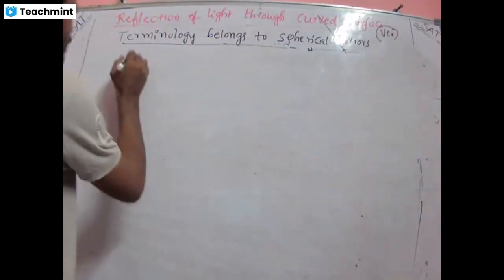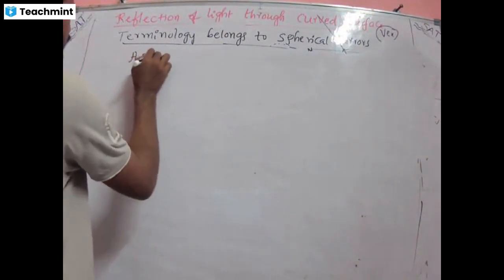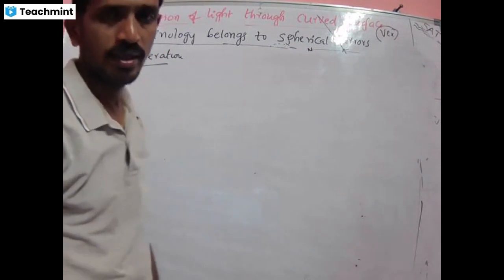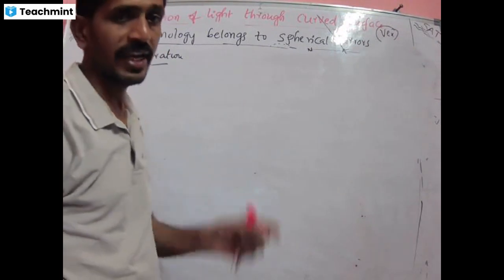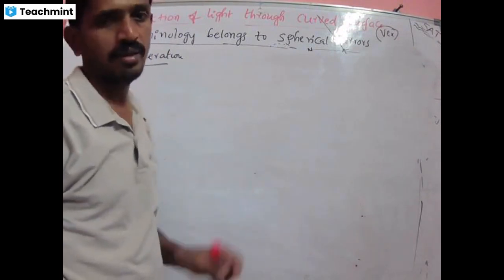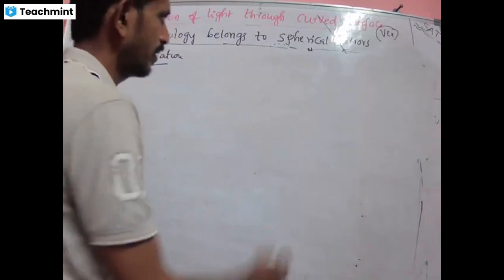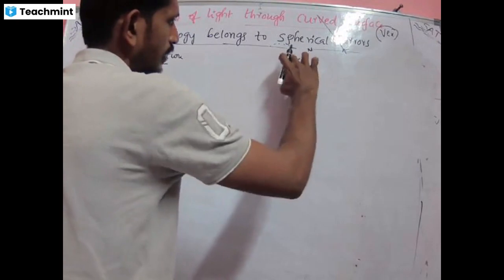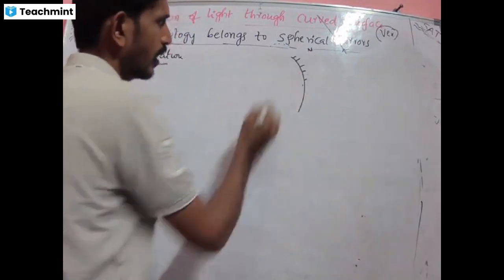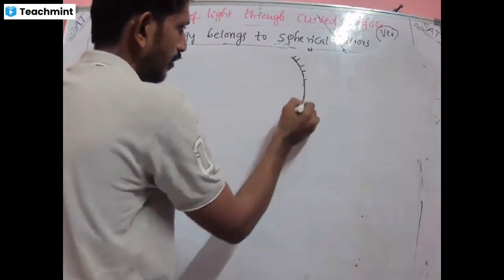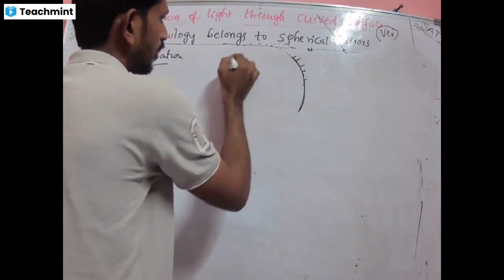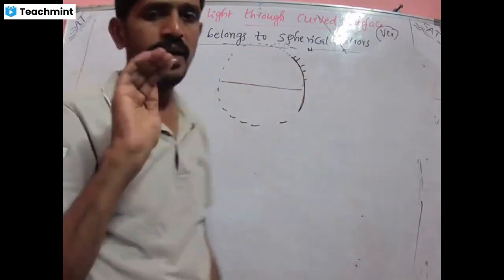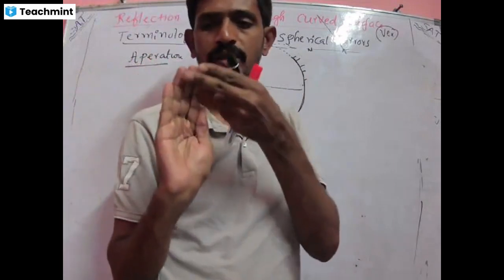Right. Next here, aperture. Aperture means the diameter of the spherical mirror, or the diameter of the enclosed circular portion of the spherical mirror. For example, if you complete this curvature, this is called the aperture. This is the curved surface.